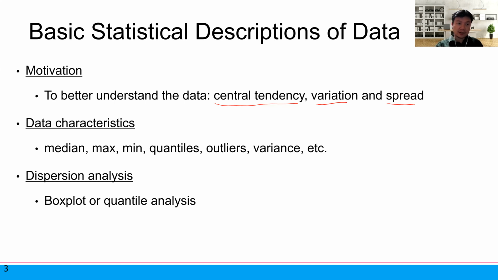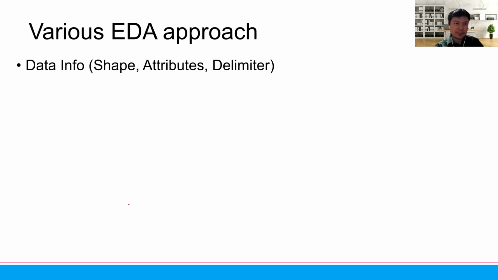Some data characteristics such as the median, maximum, minimum, quantiles, outliers, and variance are important for understanding the data. We also need to understand the dispersion analysis. The tools for dispersion analysis are the box plot or quantile analysis. There are various forms of EDA, the exploratory data analysis.